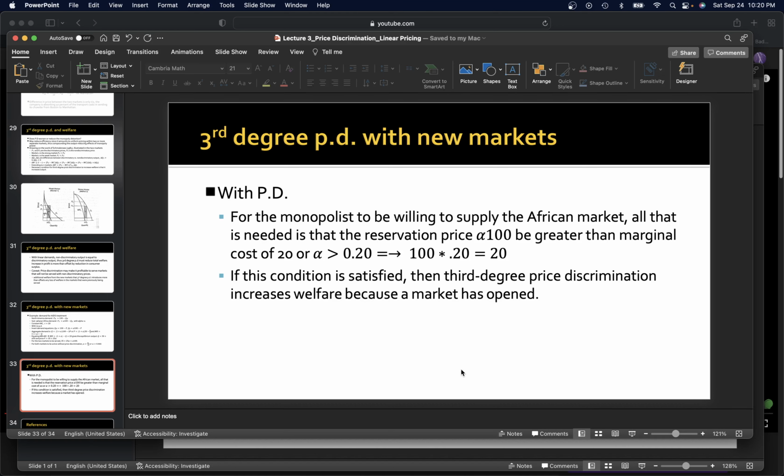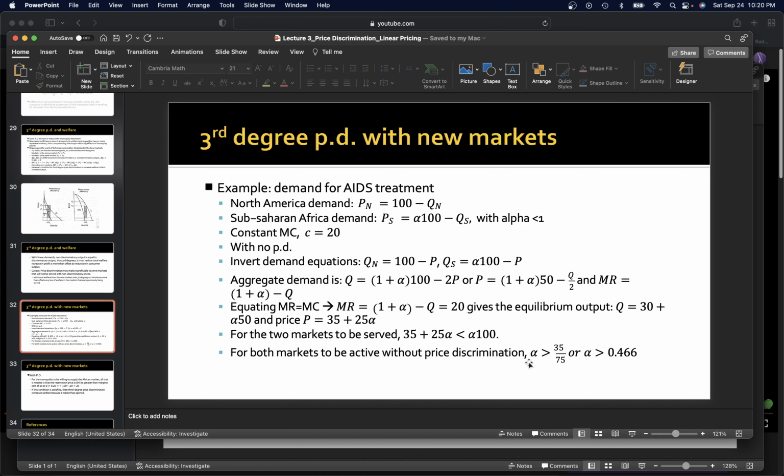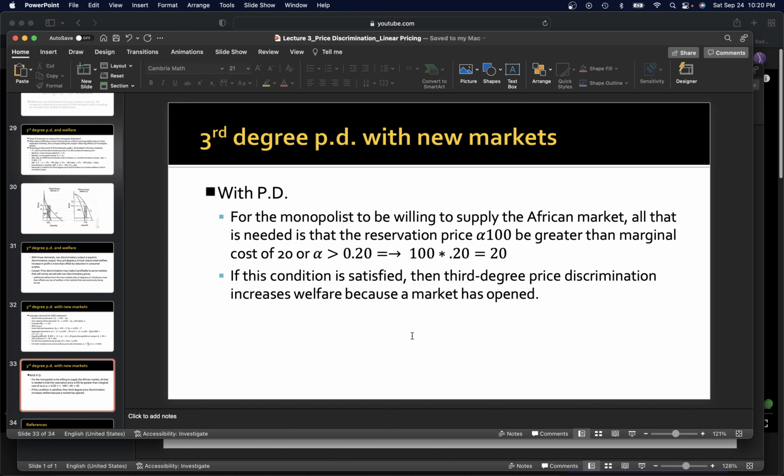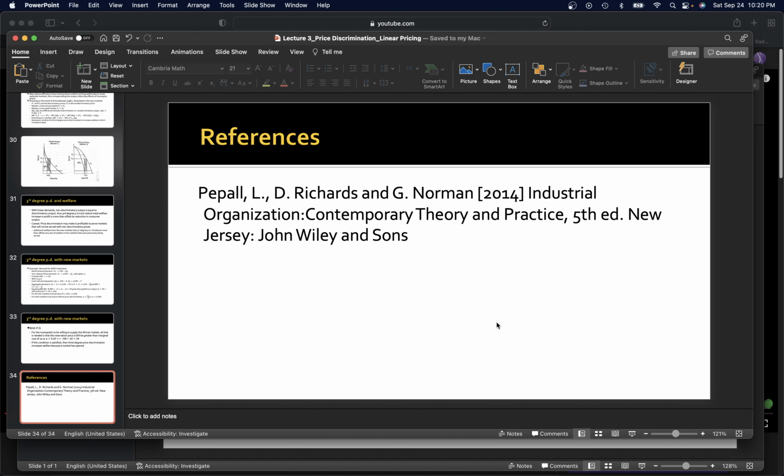So with price discrimination, for a monopolist to be willing to supply the African market, all that is needed is that the reservation price 100 alpha be greater than the marginal cost of 20, or alpha is greater than 0.2. Okay. So with price discrimination, alpha has to be greater than 0.2. With uniform, alpha has to be 0.46. So in that sense, it's easier or more likely for Africa to be supplied if they are allowed to set a different price for the United States and Africa, a lower price for Africa and a higher price for the United States. All right, and that ends discriminatory pricing, price discrimination with linear pricing.